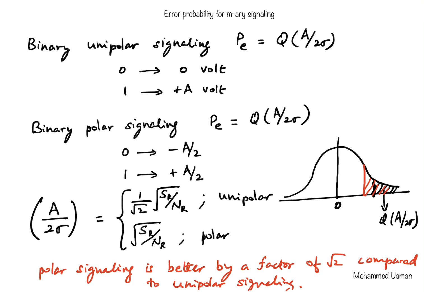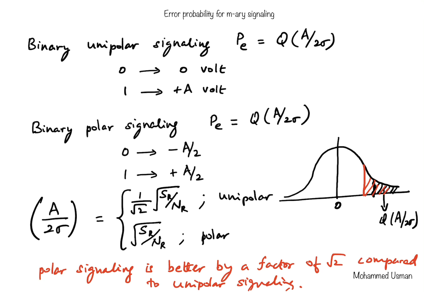So in today's video, we are going to compute the error probability for M-ary signaling, and we will start with m equal to 4. Binary means m equal to 2. We have only two symbols, a 0 or a 1. But in M-ary, we can have more than two signals. It could be 4, 8, 16, 32, and so on.